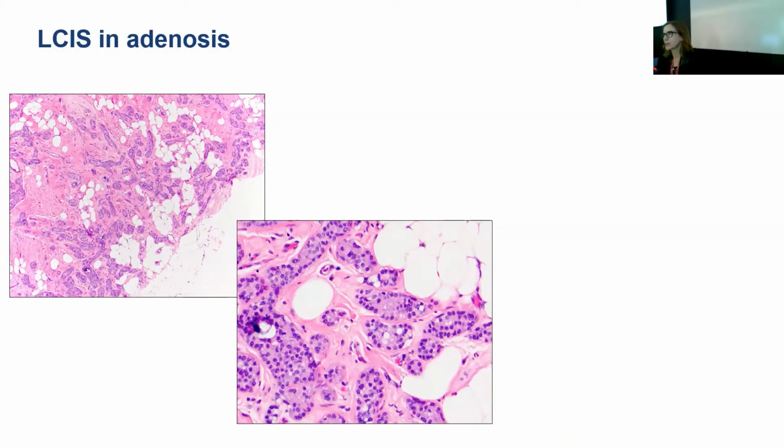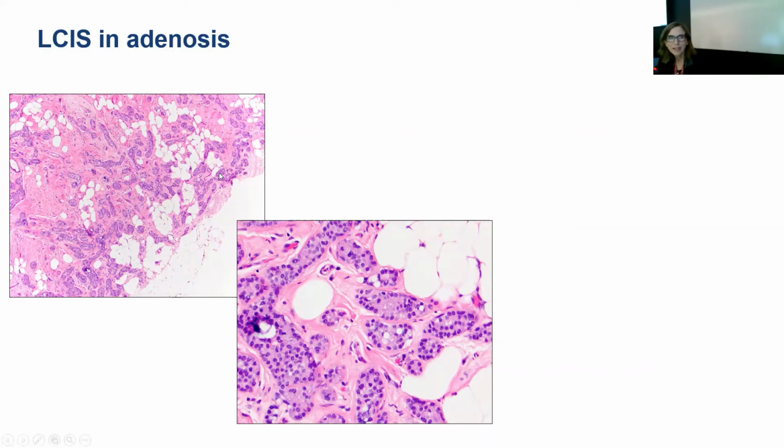Adenosis is not exactly in the radial scar complex sclerosing lesion category, but sclerosing adenosis is also challenging on core needle biopsy, especially if it's involved by atypia, as in this example of LCIS and adenosis. And I have to say, I really struggled with this case. I kept going back and forth.